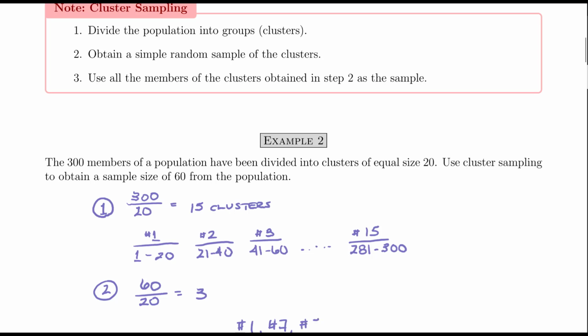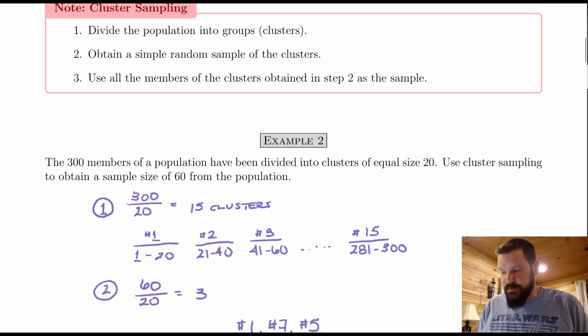And that's going to work out nicely because I've randomly selected the groups of people, and all 3 groups contain 20 people, so that gives me my sample size of 60. And that's just numerically how you would go about creating a cluster sample.